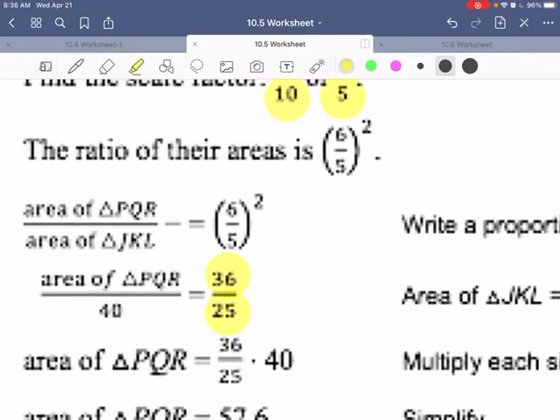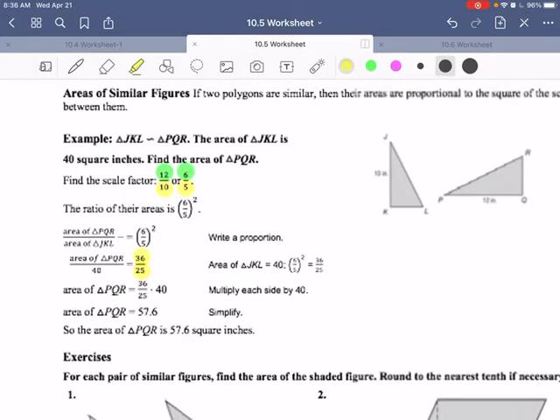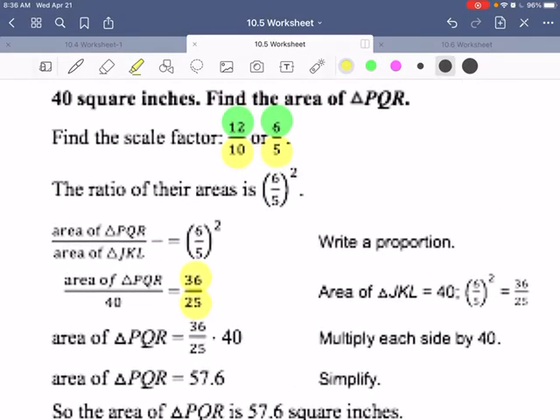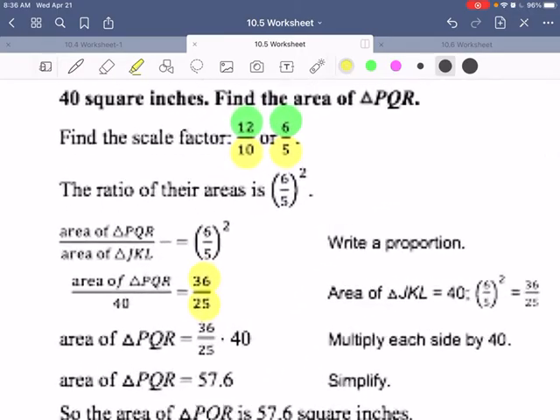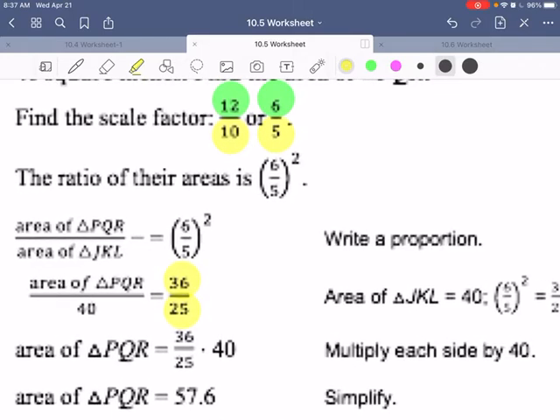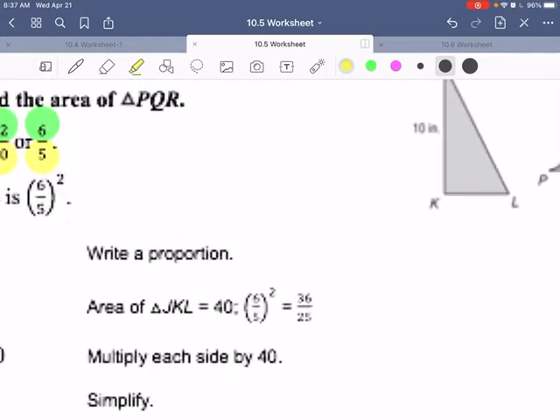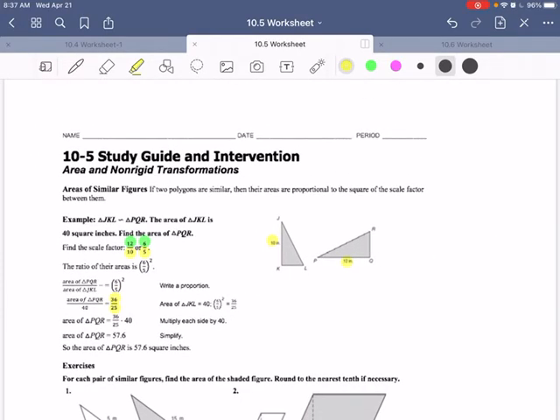The area of the first triangle, PQR, the one that we're going towards, over the area of the one that we come from. So it's kind of that same ratio. We know that it's going to be exactly the same as the square of their sides, that scale factor of their sides. And so we got to 36/25.